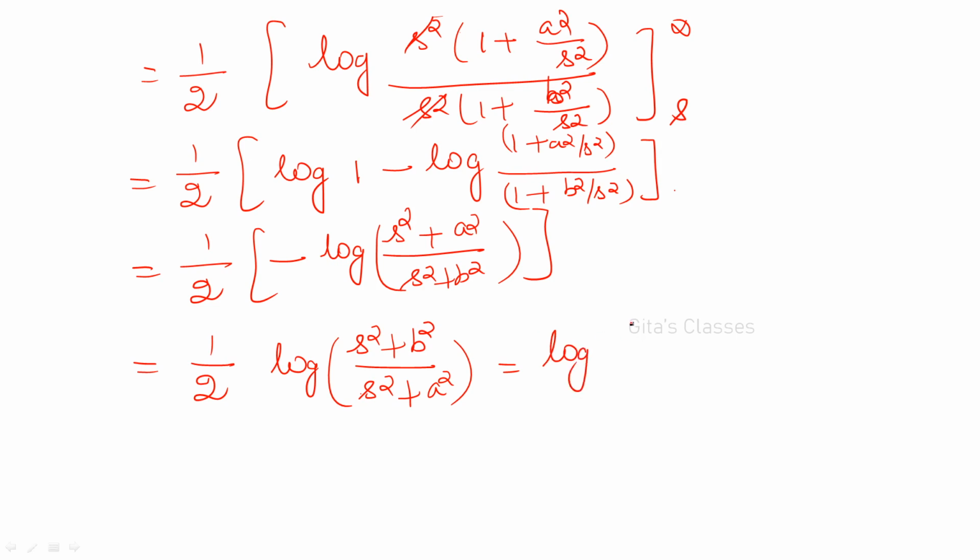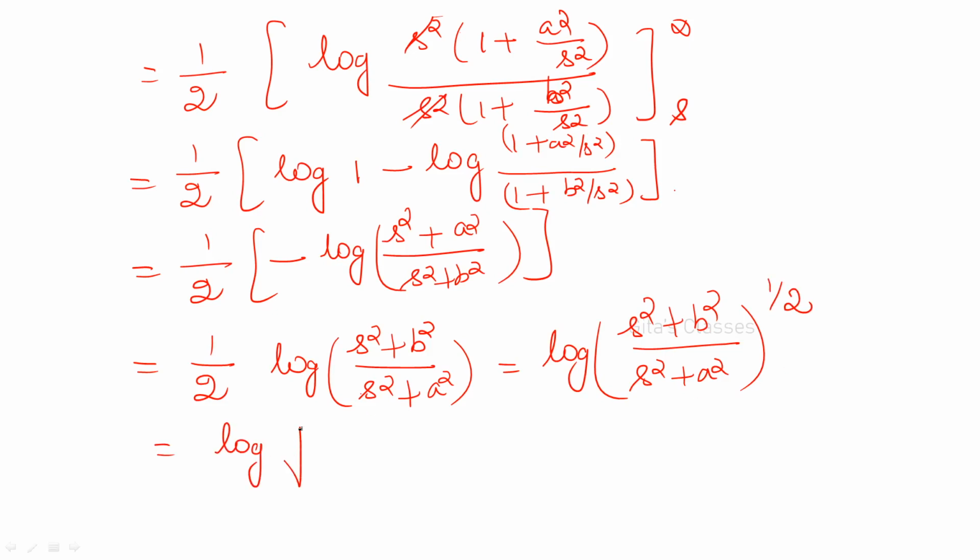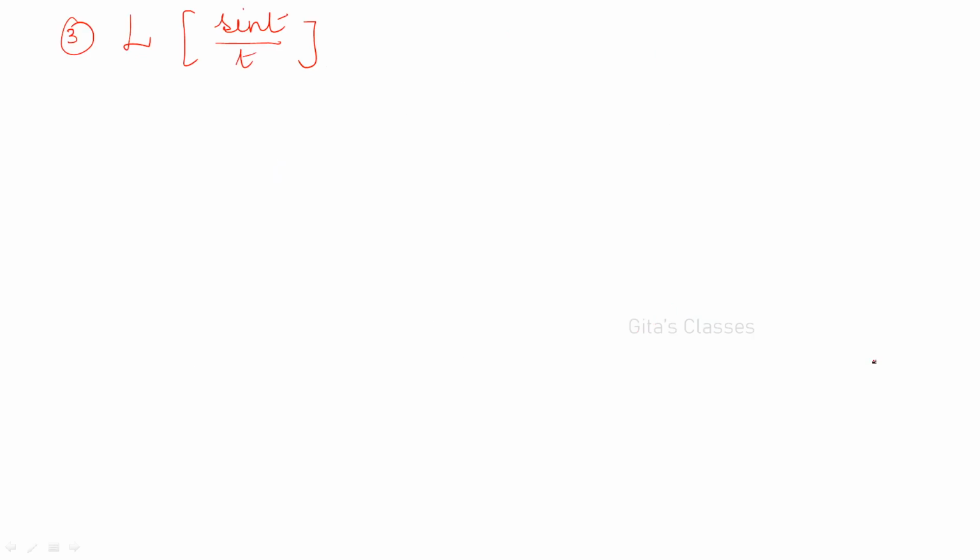You can bring this 1 by 2 to the power. So a squared plus b squared by a squared plus a squared, or you can say the whole power 1 by 2. Or you can say log of under root a squared plus b squared by a squared plus a squared also you can write. Or you can stop in this step also. The whole power 1 by 2. You can stop like this also. Next question.